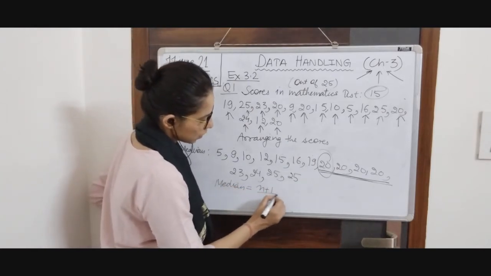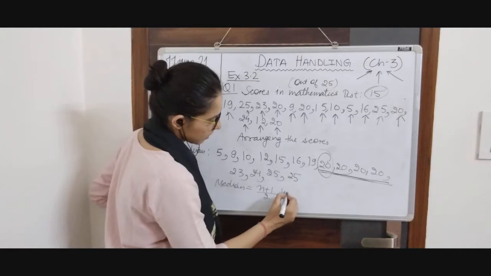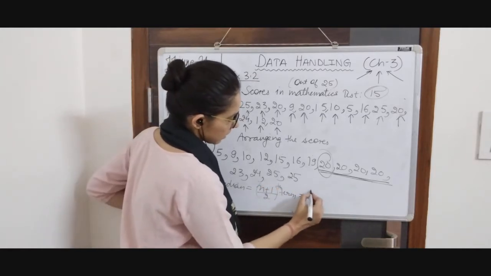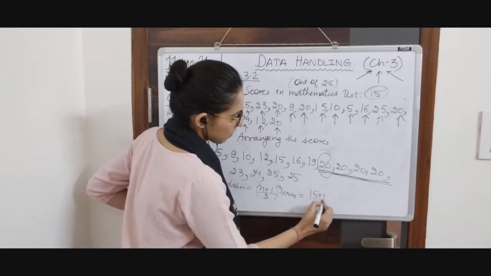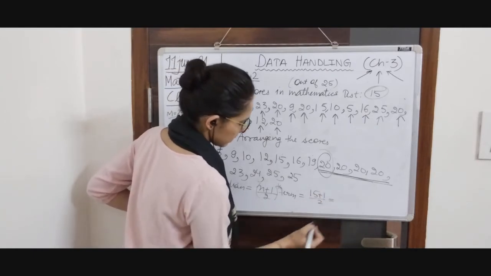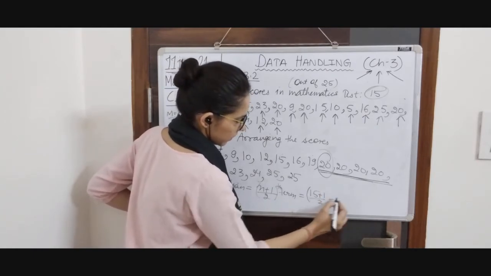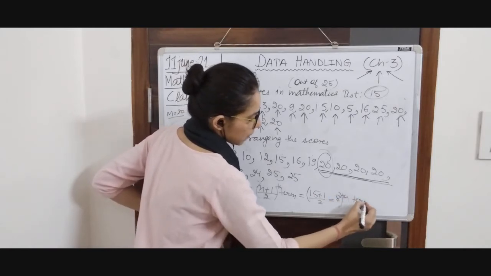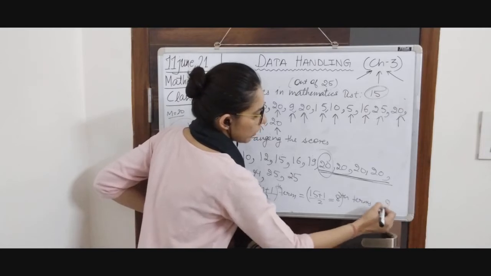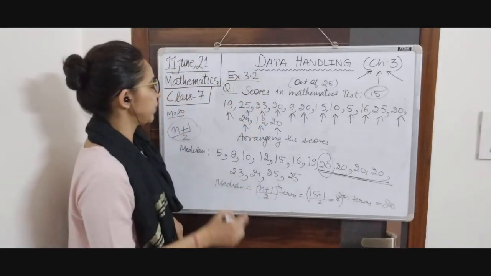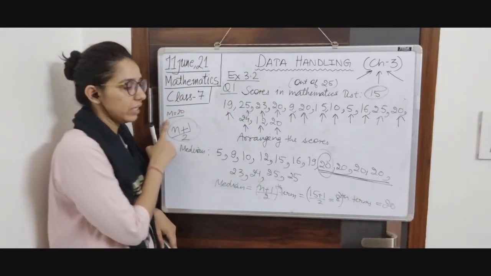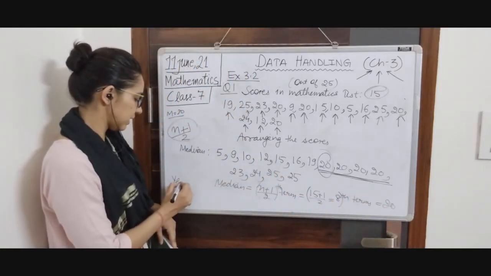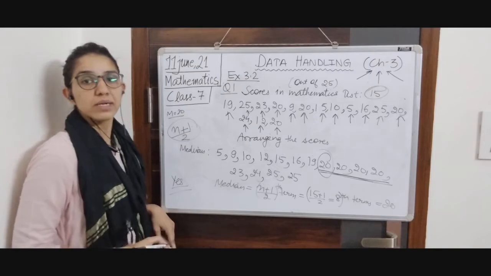So your median is the (n plus 1) by 2th term, that is 15 plus 1 by 2, that is the 8th term, which is equal to 20. We calculated mode, it came out to be 20. We calculated median, it came out to be 20. So your answer is yes, they both are the same.